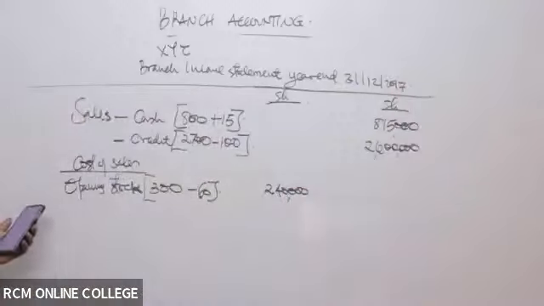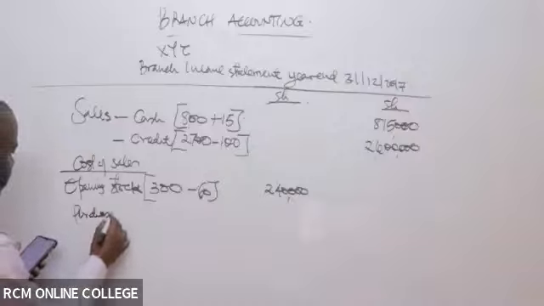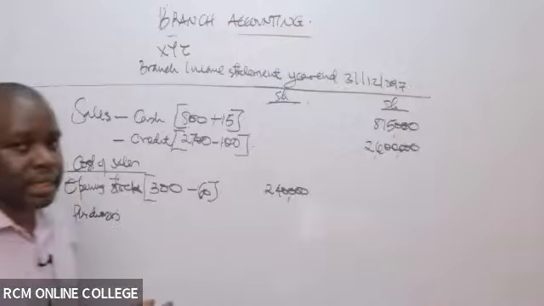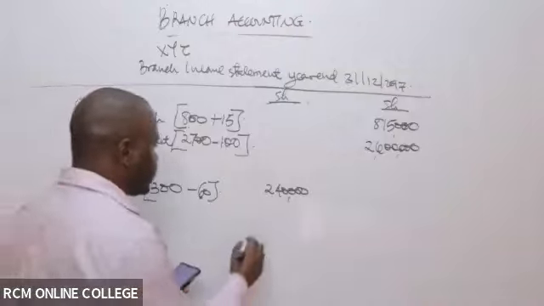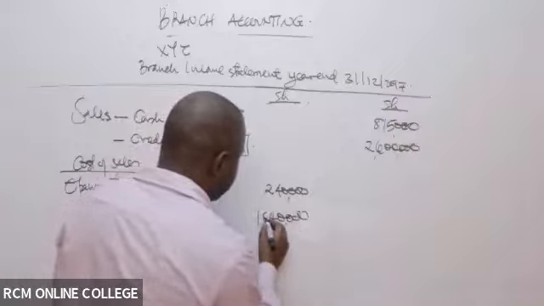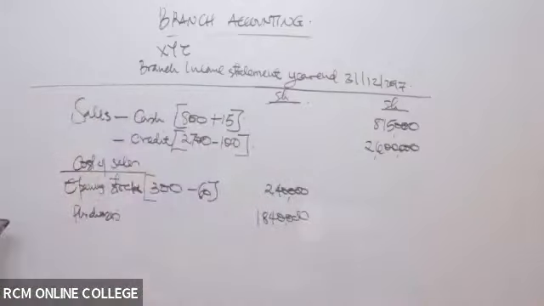Then, of course, there are purchases. You add purchases. Remember the purchases here, we've been able to balance that goods sent to the branch account. We've been able to get our purchases as 1,840,000 from the goods sent to the branch. Then we need to less what?